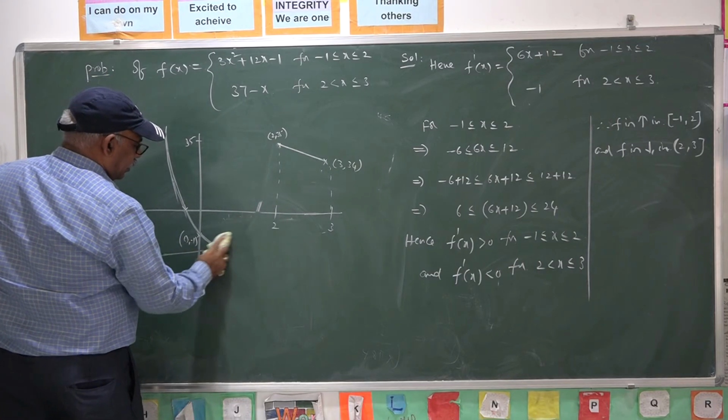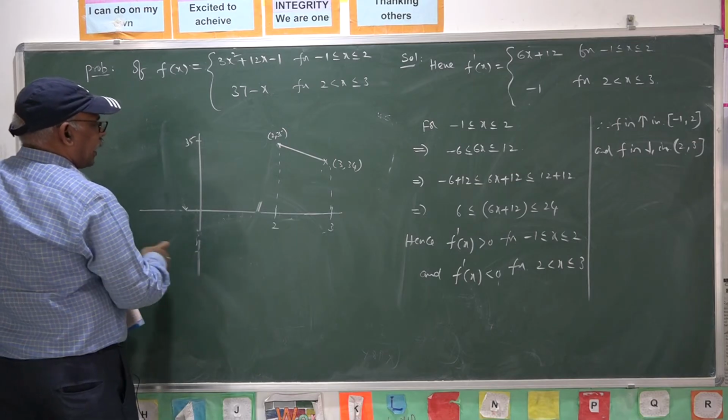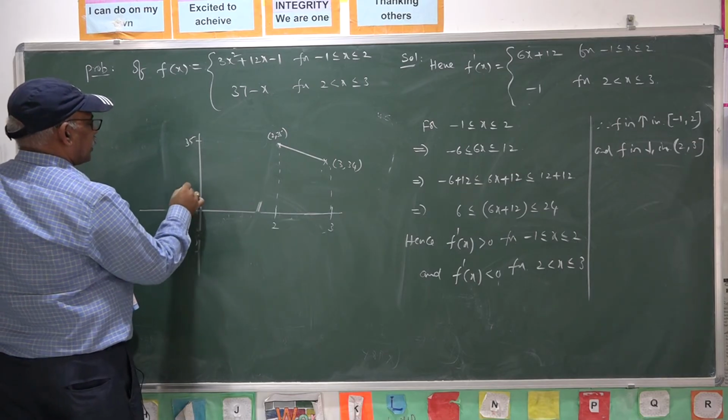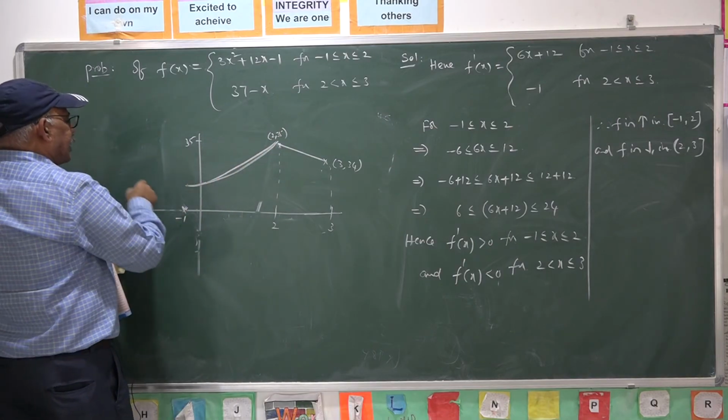The parabola is increasing until minus 1. Let us consider minus 1, it is increasing. The parabola is like this. Somewhere it takes its turn, of course.